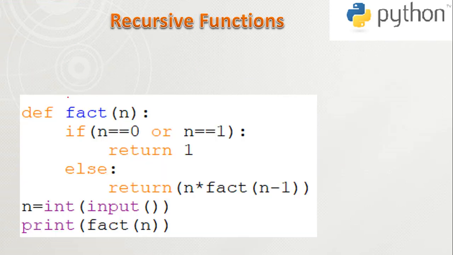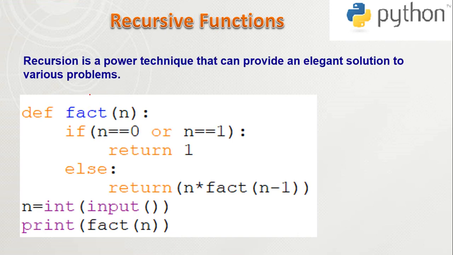What do you mean by recursive function? A function calling itself is called recursion. Recursion is a powerful technique that can provide an elegant solution to various problems. Now I have used the def keyword here, and this is the name of the function. This n is an argument here. If n is equal to 0 or n is equal to 1, I'm just returning 1 here. Or else I'm returning this.